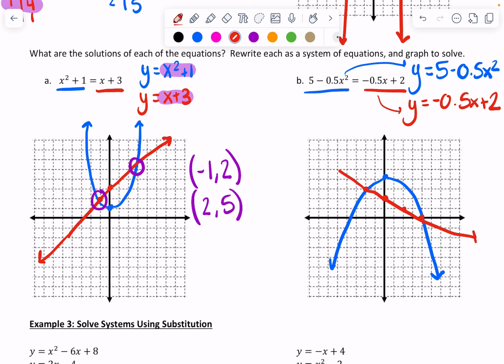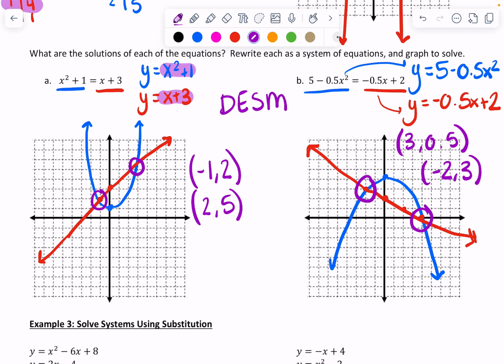All right, guys, so again, these are just rough sketches. We need to be able to draw a rough sketch, and simply we're just looking for how many times we intersect and where exactly with our two functions. And this time we're going to have some decimals, and that's okay. Our first solution is at (3, 0.5), and (-2, 3). Again, Desmos is going to be huge for finding these for us.